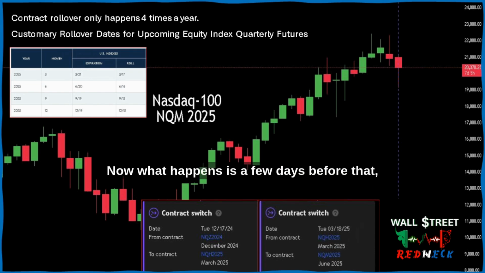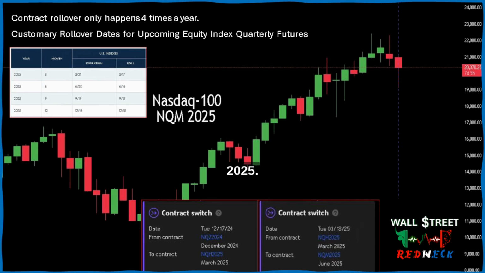Now, what happens is a few days before that, you'll start to see the spreads widen, you'll start to see the volume lowering, and you'll even get emails and notifications, hey, it's getting close to go ahead and roll over to the next contract, which would be the March contract. If you notice, that's NQH 2025.